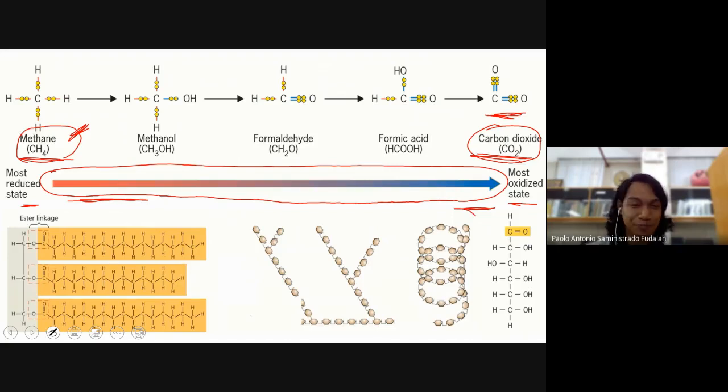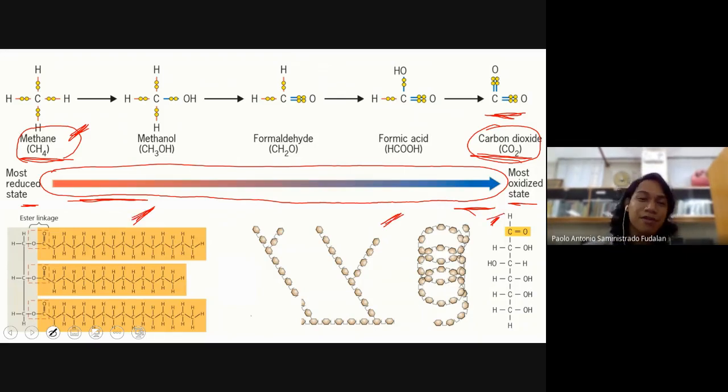We have here two types at the bottom. Here on the left, we have fats, triglycerides. And here on the right, we have carbohydrates. We have starch and glycogen. And here on the far right, we have a monosaccharide. So, how is the concept of reduced state related to these sources of energy in the cell?